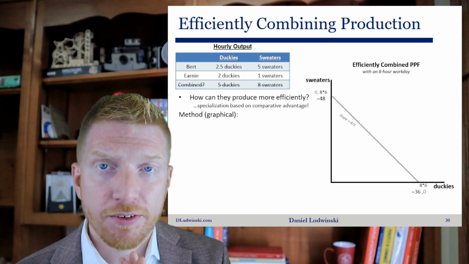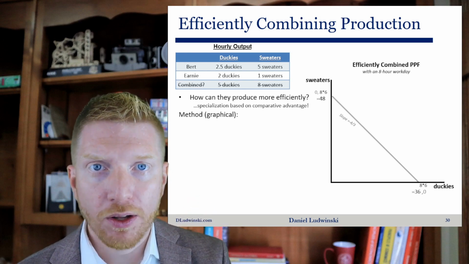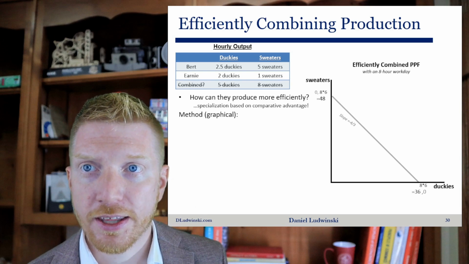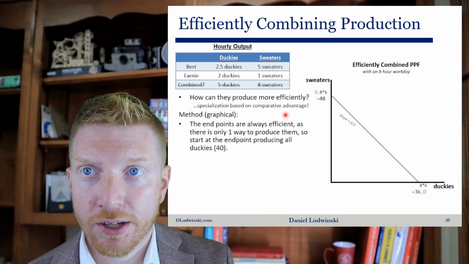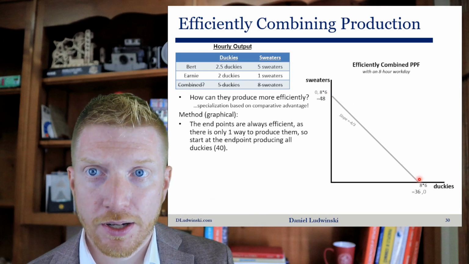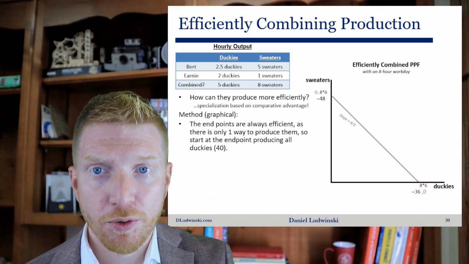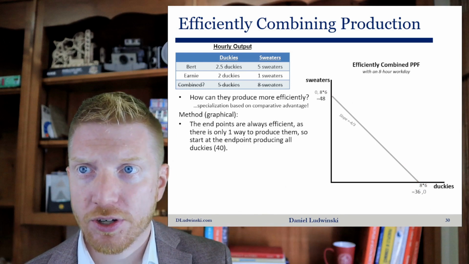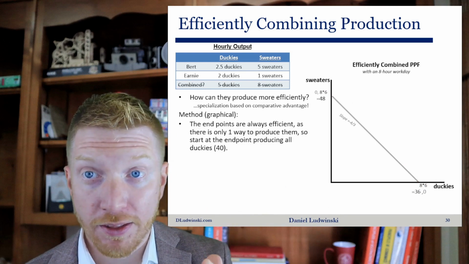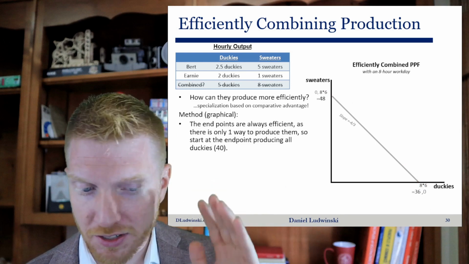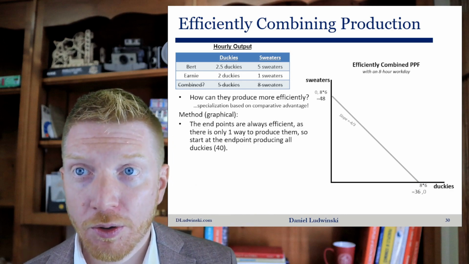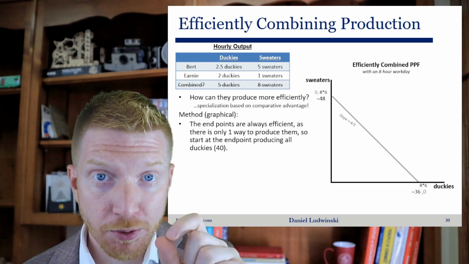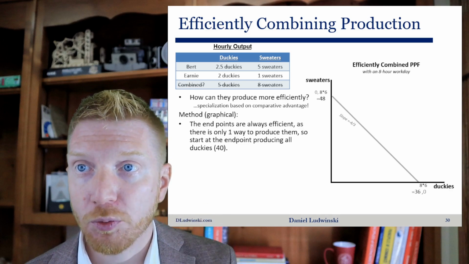Now, the graphical method for doing this, and this will serve you well on exams and quizzes and things like that, is to first start at the endpoints like we have already put in. Right? These endpoints, there's no other way to produce them, and so the efficient way to produce all duckies is to have everyone work on duckies. There's no choice we have here. We do have choices, though, in those middle points of who is going to produce what.